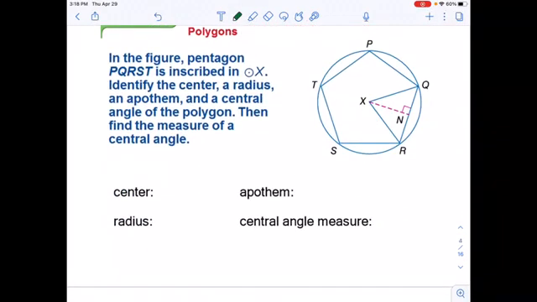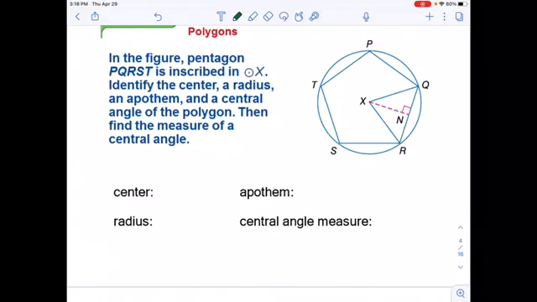So now we're going to work with our vocab. In the figure, pentagon PQRST is inscribed in circle X. It means it's inside of the circle. Identify the center, a radius, an apothem, and a central angle of the polygon. Then find the measure of the central angle.